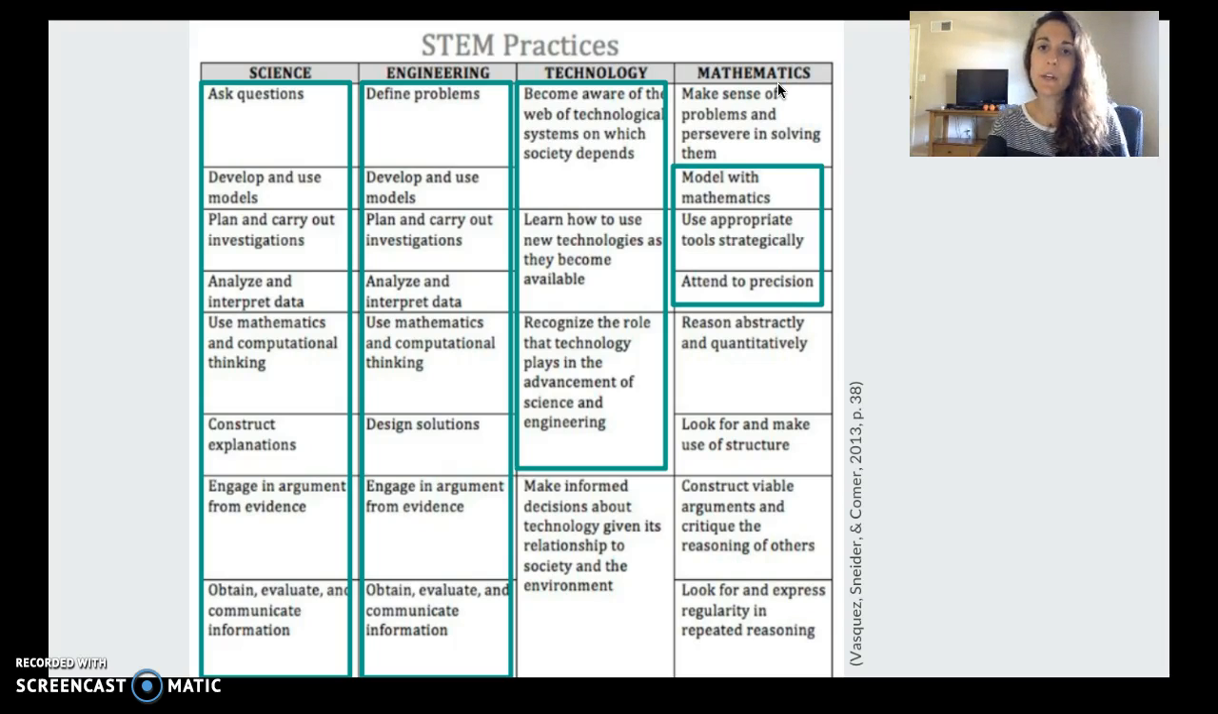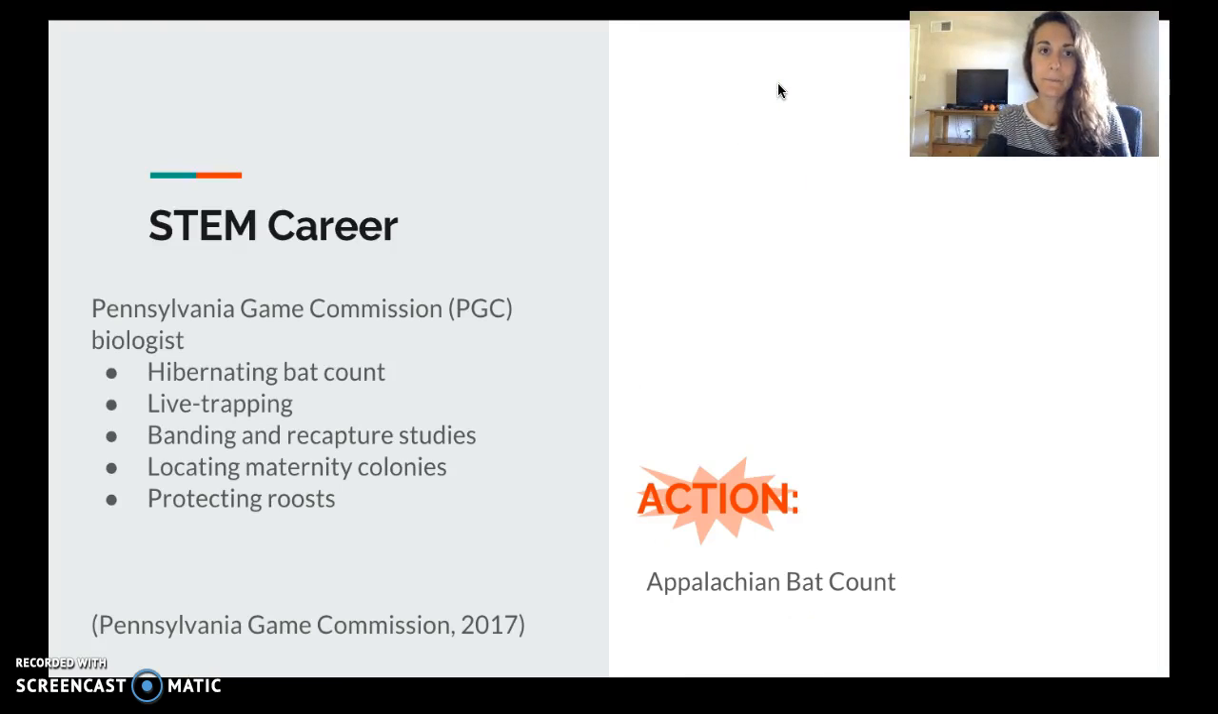For mathematics, we are able to use a table and use the sound generator appropriately, along with attending to precision as we are recording the percentages, making sure we weren't changing two variables at once. For the STEM career, I connected it with a Pennsylvania Game Commission biologist. I had a friend who joined a team a few years back, and he did the bat counts and live trapping. I found out that they do this in order to see how the bat population is increasing or decreasing.